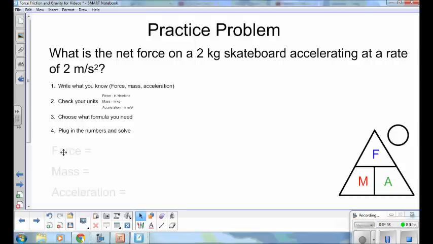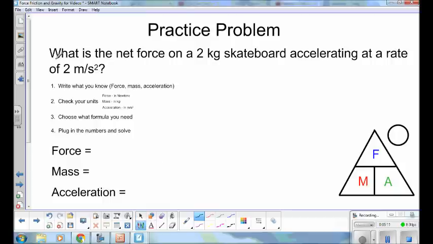Okay, so I'm going to write down what I know, and I suggest that you do this on all of your problems. You can just write it down: F, M, A, force, mass, and acceleration. So force, right here in the question, it's telling us that they're asking for what is the net force. So what I can do is I could just go ahead and indicate that by a question mark.